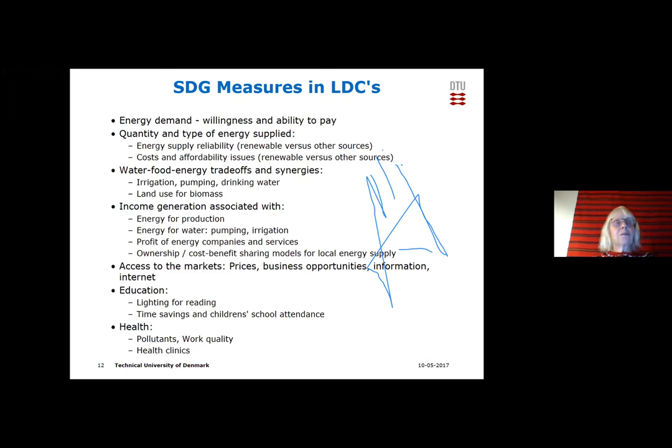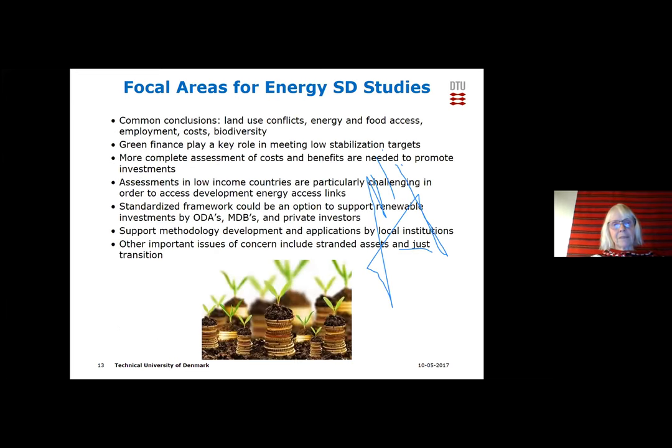I think it's very important who are actually owning these local renewable energy facilities also. How do we share the cost and the benefit? Another issue is how is the access to the markets for people getting the electricity? Do they have an opportunity actually, if they were able to produce something, to go to the market and get a fair price? This is quite important. And then of course we have the education and the health issues, and that has been covered in a lot of development studies. Then, going to conclusions.